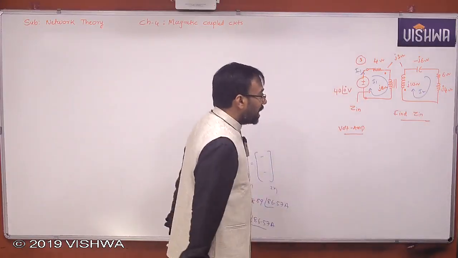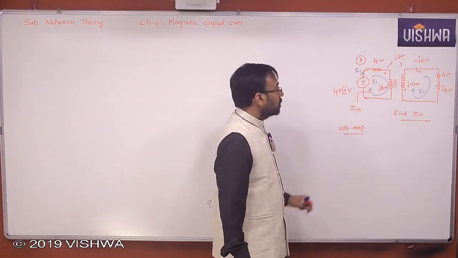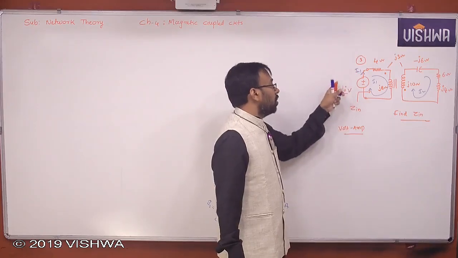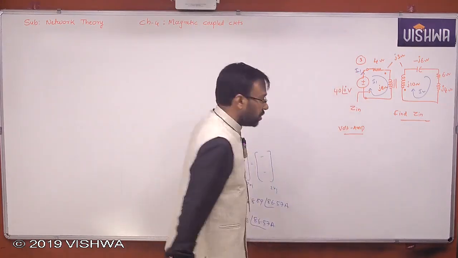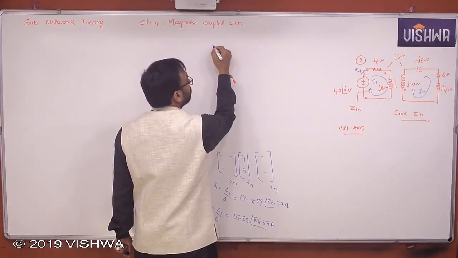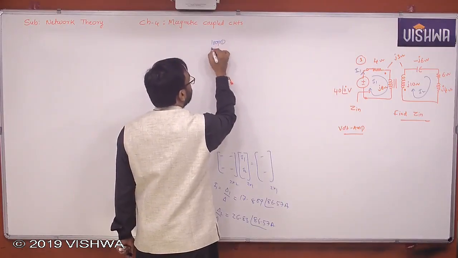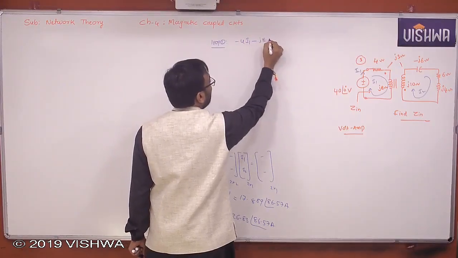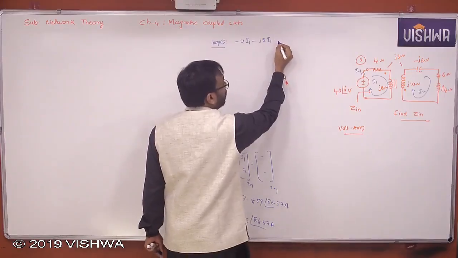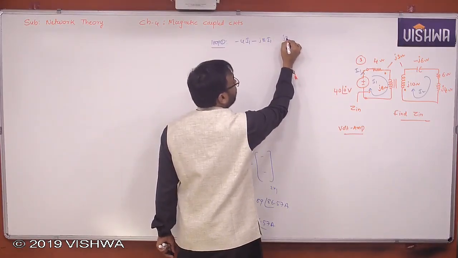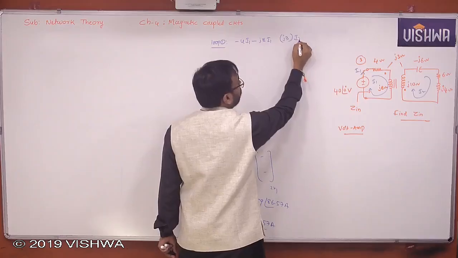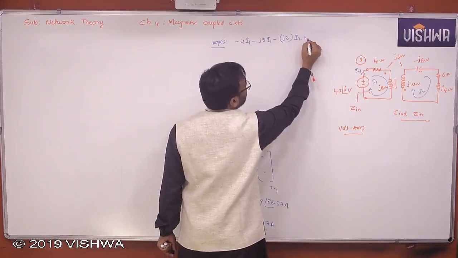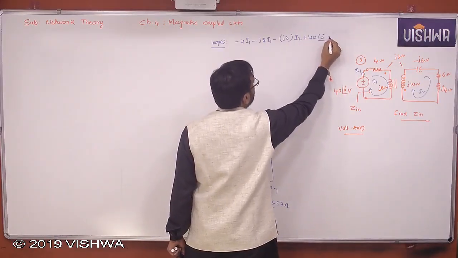Now let us apply mesh analysis. Eliminate I2. Get the relation between 40 volts and I1, or else directly find I1, nothing but ratio of 40 volts to I1, nothing but impedance. So let's apply KVL. Loop 1: minus 4 I1 minus J8 I1, but that is self only. Mutual is what? J3 into I2. But I1 is entering and I2 is also entering, therefore minus, plus 40 at an angle of 0 is equal to 0. Equation 1.